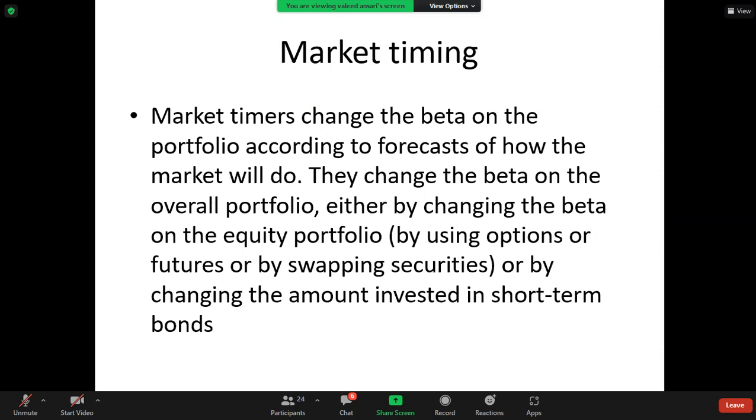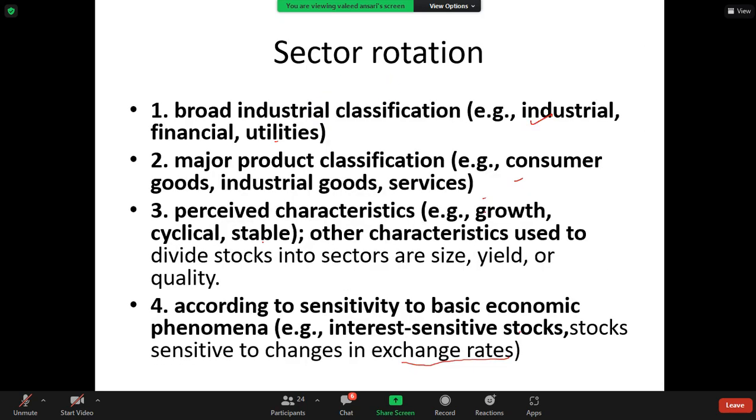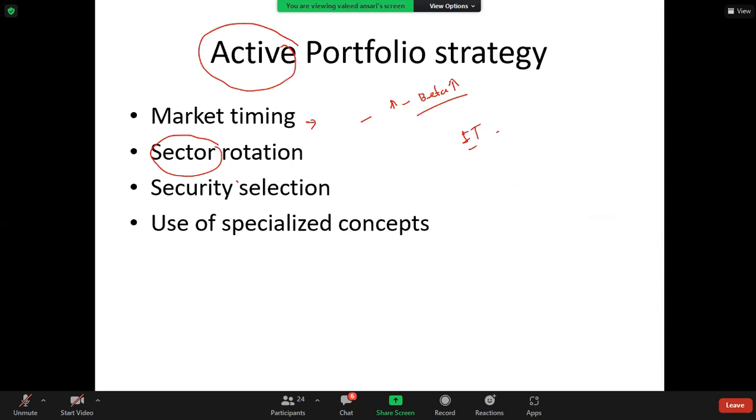Then some specialized concepts are taken. I think it is not given in my slide, so let me explain. Like a small cap investment strategy, where you invest in small capitalization stocks, and it has been empirically established that over the years in the US, small stocks have performed better than large market cap stocks. So that is why it may pay.